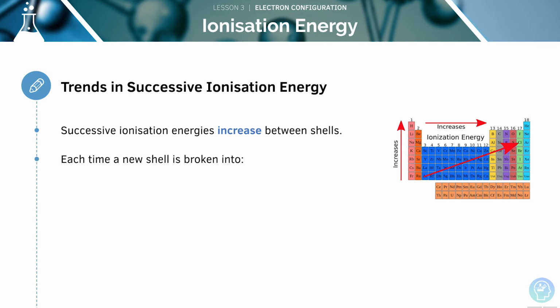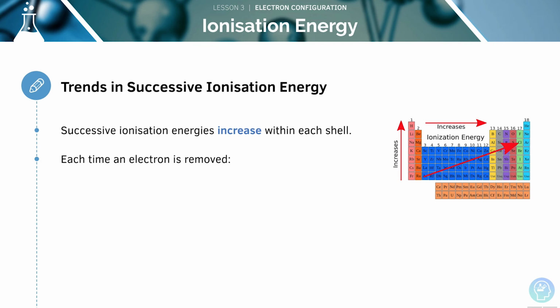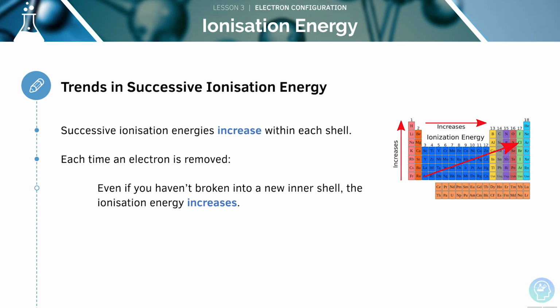We can look at successive ionization energies to understand shell structure. Successive ionization energy will increase between the shells. Every time a new shell is broken into, there will be a sudden rise in ionization energy. As shown here, even if we haven't broken into a new inner shell, the ionization energy will increase because you are removing the electron from an increasingly positive ion.